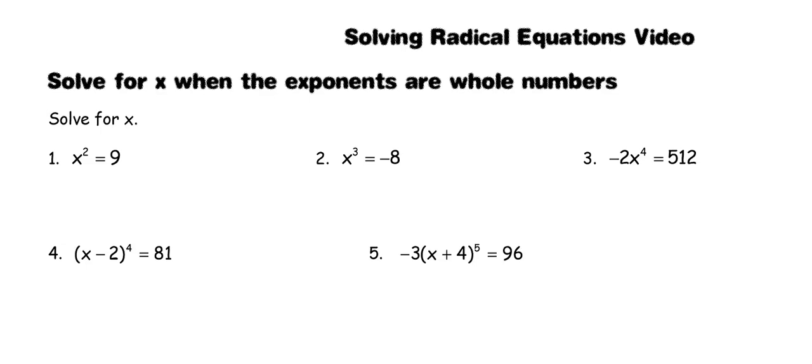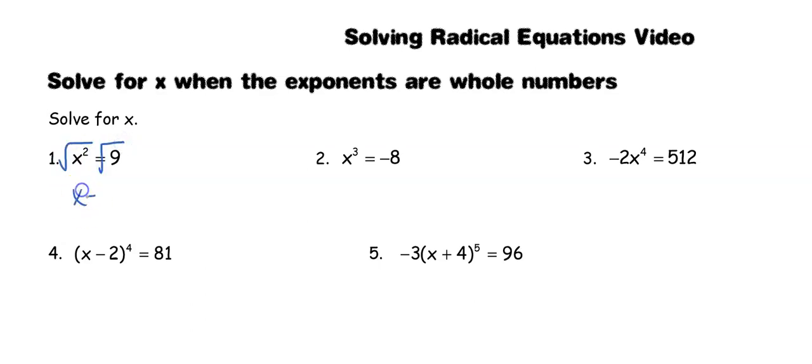Today's video is going to be on solving radical equations. We're going to start off with something a little bit easier, a little bit more familiar, something that we already know how to do. So we're going to solve for x. If I have x squared is equal to 9, and I want to get x by itself, we need to square root each side.